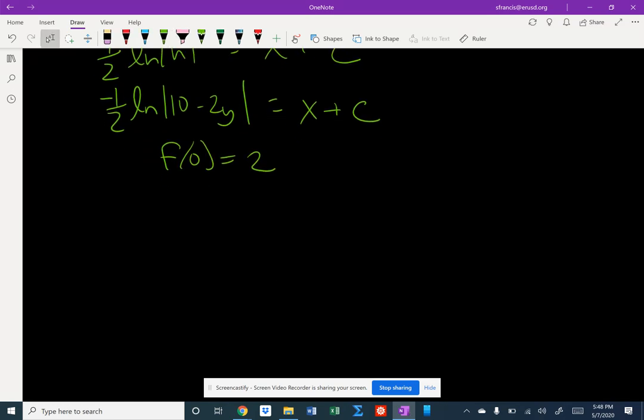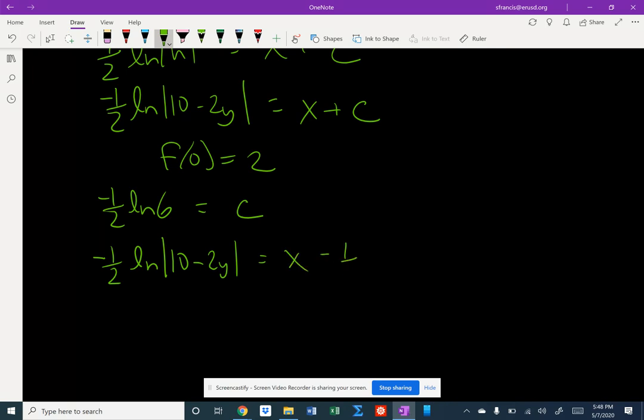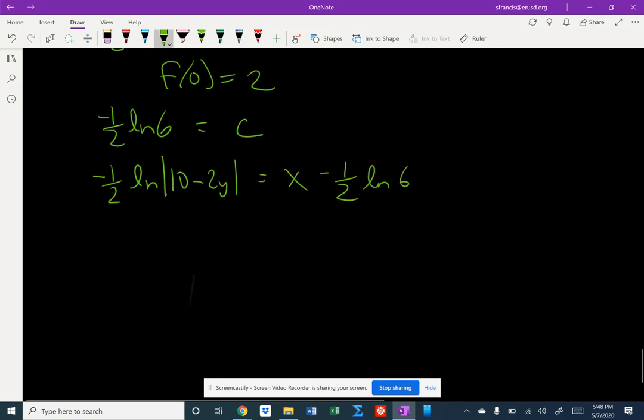So I'm going to use that to solve for c now so that I can then go ahead and solve for y after. So I get negative 1/2 natural log absolute value, 2 goes in for y, and so 2 times 2 is 4, 10 minus 4 is 6. So I don't even need the absolute value any longer because the absolute value of 6 is still 6. And if I plug in 0 for x, I'm left with c over here. All right, so we get negative 1/2 natural log absolute value of the quantity 10 minus 2y is going to equal x minus 1/2 natural log of 6.